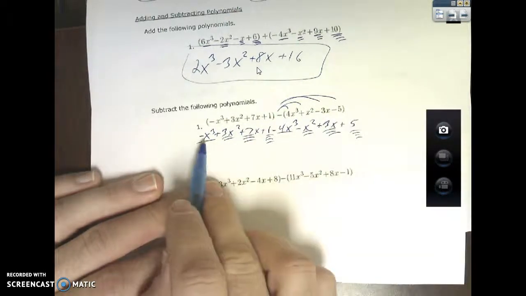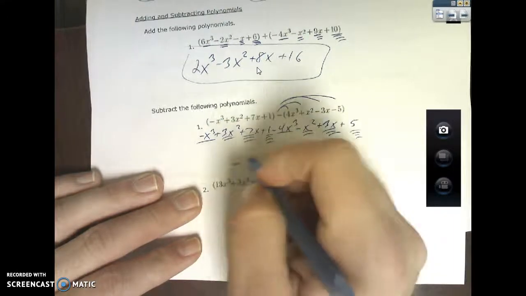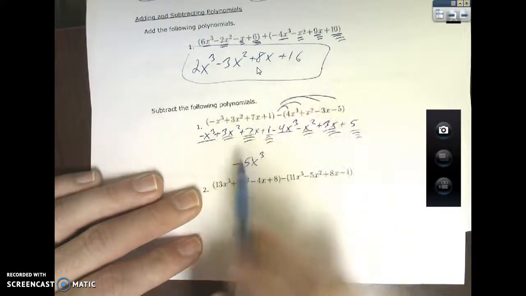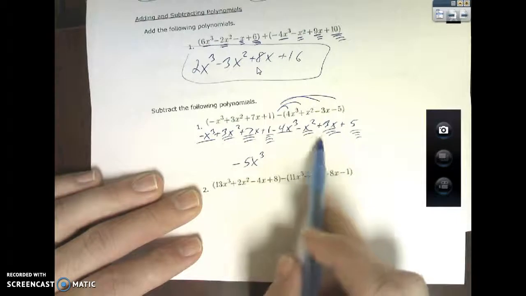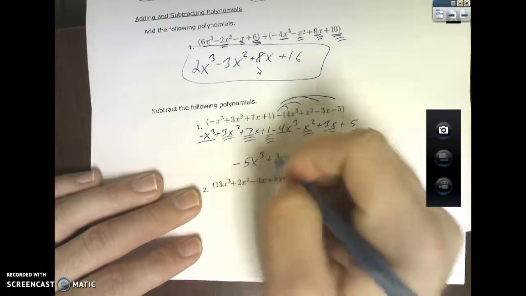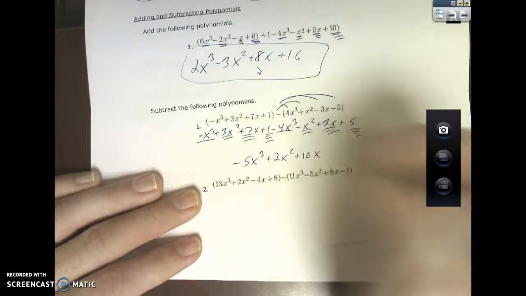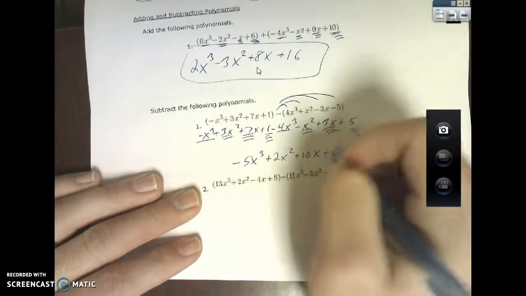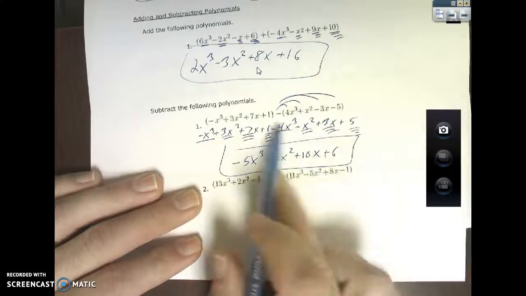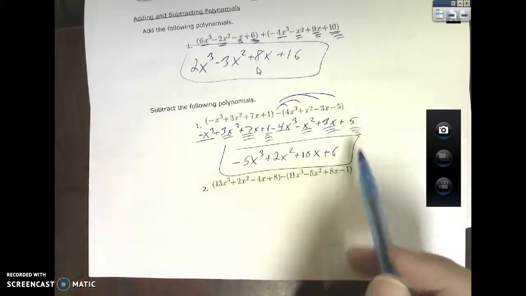So, negative x cubed minus 4x cubed is negative 5x cubed. 3x squared minus x squared is 2x squared. 7x and 3x is 10x. And 1 plus 5 is 6. But that's all set up with this minus sign being distributed across.